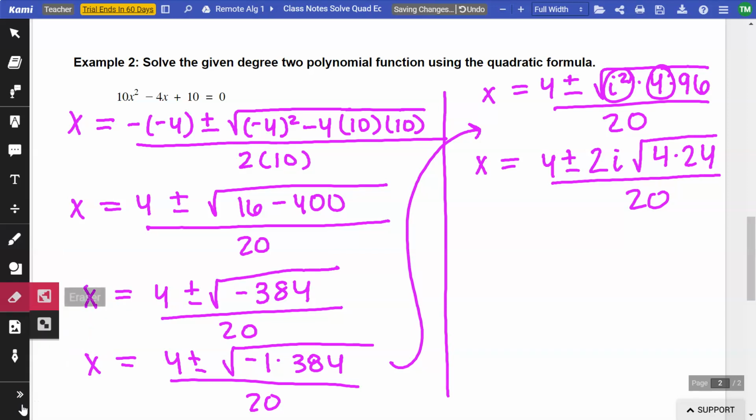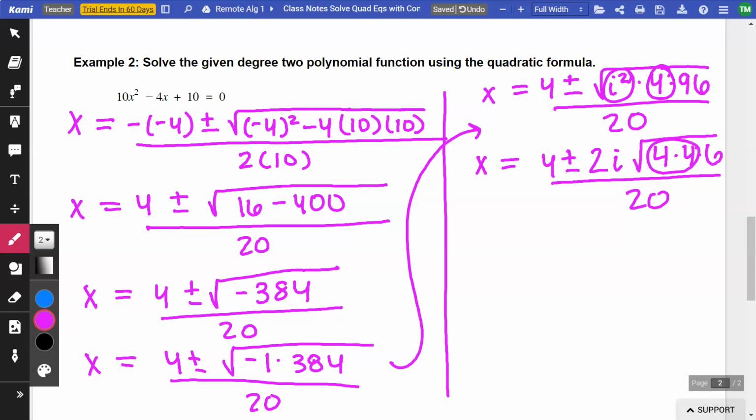And then 24 can actually be broken down further to 4 times 6. And hey, I got a group of two 4s that we can bring out in front. So we've got to be careful when we bring this out. We're bringing it out in front, which means we're multiplying the 2i by this 4. So 2i times 4 would be 8i root 6 all over 20.